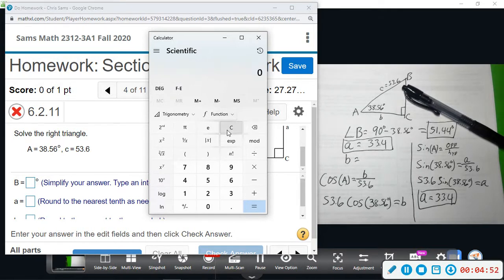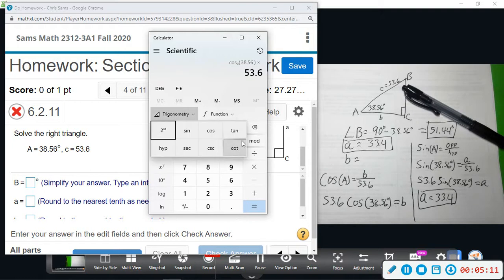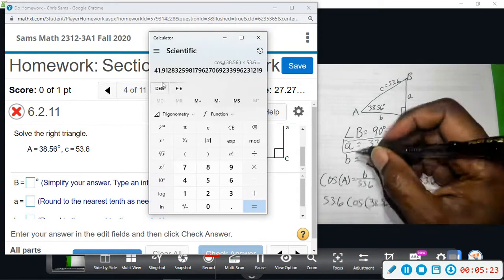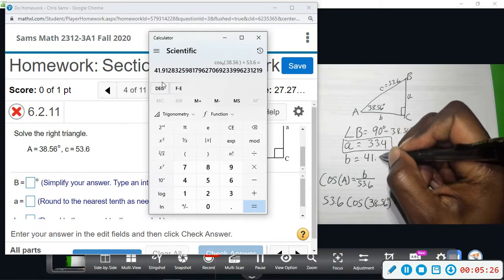Clear out what we got, and we have 38.56. Going to do trig, cosine. I'm going to multiply that by 53.6. This equals, okay. And that gives us 41.9. So I'm going to say B is about 41.9.